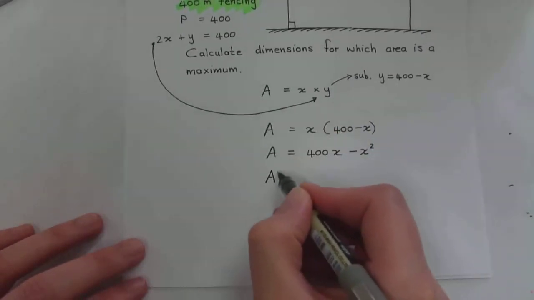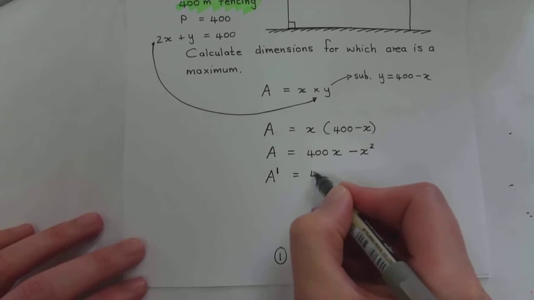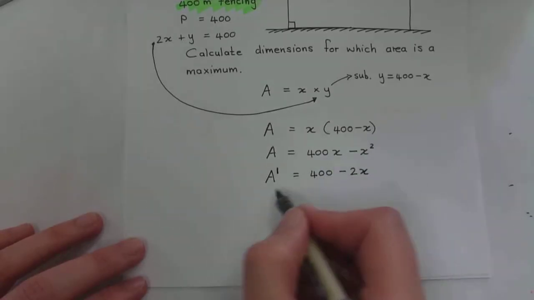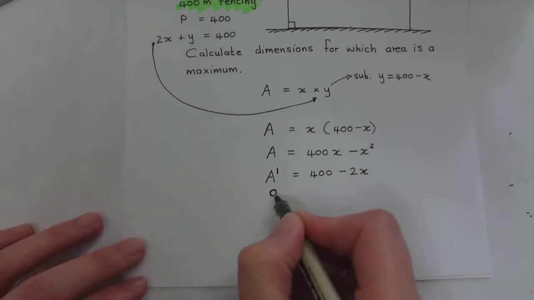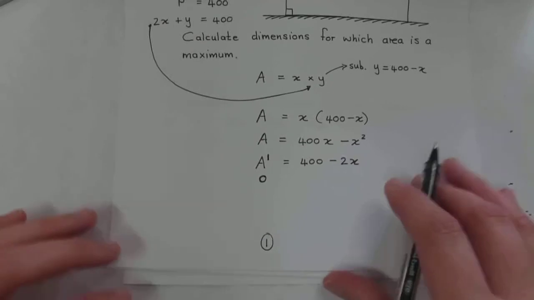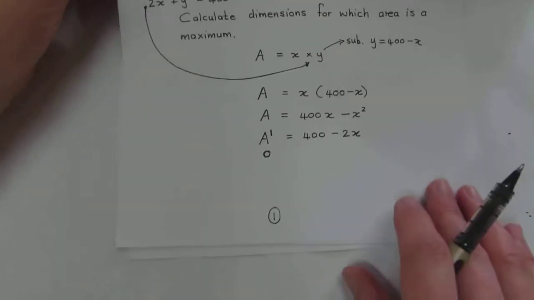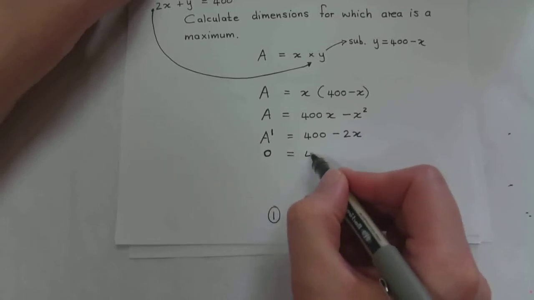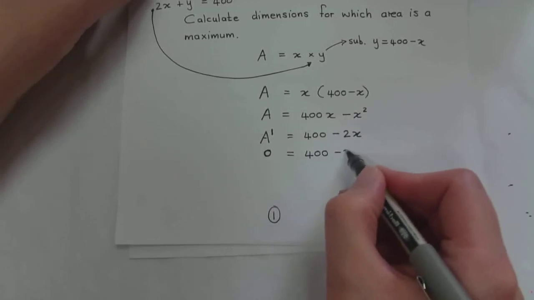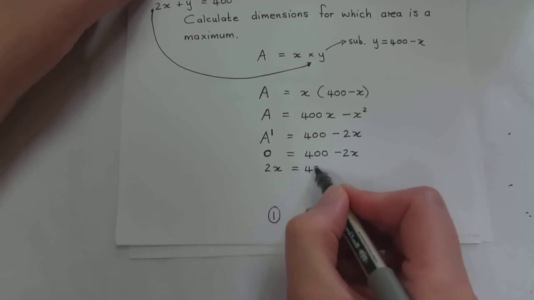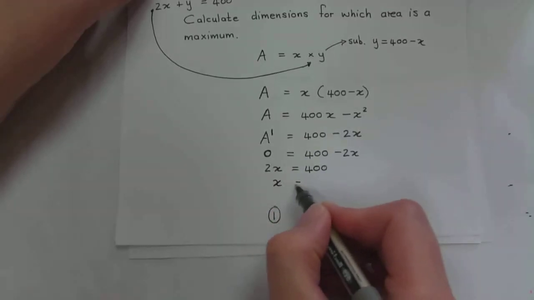So we're going to be super lazy on our notation. I'm going to go, the first derivative of A is equal to 400 minus 2x. I'm going to set that equal to 0. Remember, you have to show me that you're setting it equal to 0. If you just leave it open and then eventually solve the equation, they penalize you for that, because without the 0, it's not an equation. So 0 is equal to 400 minus 2x, which means 2x is equal to 400. So x is equal to 200.